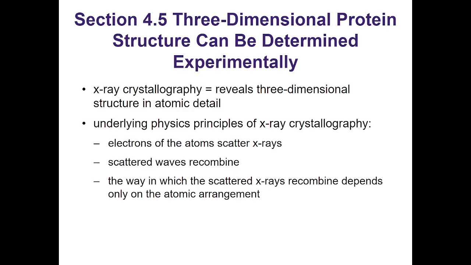Okay, so X-ray crystallography. This is going to reveal the three-dimensional structure in atomic detail. This is actually how the majority of three-dimensional structures for proteins have been found as of right now. Okay? The underlying physics principles of X-ray crystallography, some of the things that you need to keep in mind, are the electrons of the atoms are going to scatter X-rays. These scattered waves are going to recombine. The way in which the scattered X-rays recombine is going to depend only on the atomic arrangement within.